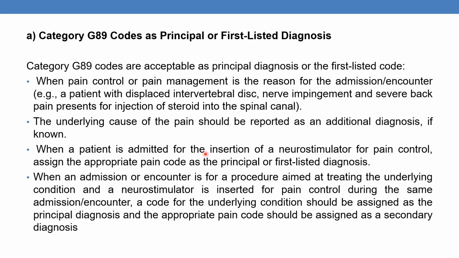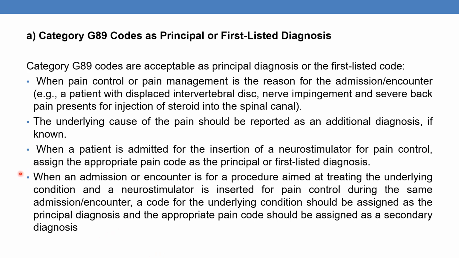Second case, when a patient is admitted for insertion of neurotransmitter for pain control, assign the appropriate pain code as PDX or first listed diagnosis. Third case, when the admission or encounter is for a procedure aimed at treating the underlying condition and a neurotransmitter is inserted for pain control during the same admission or encounter, a code from the underlying condition should be assigned as PDX and the appropriate pain code should be assigned as SDX.